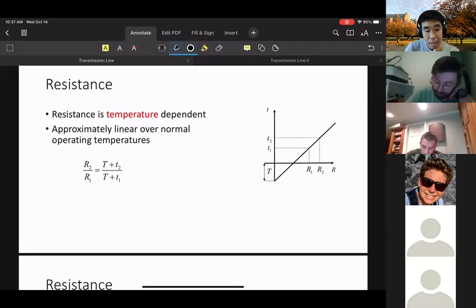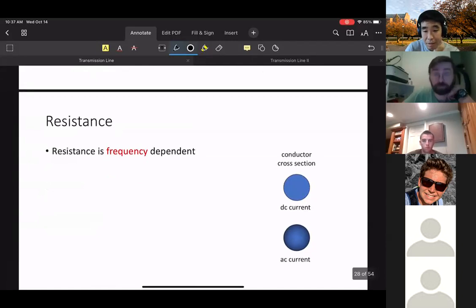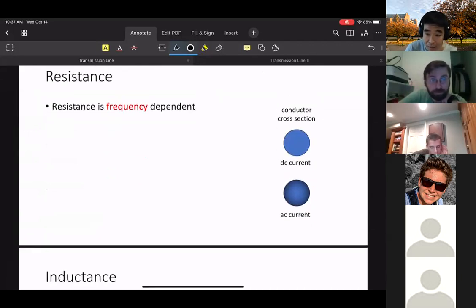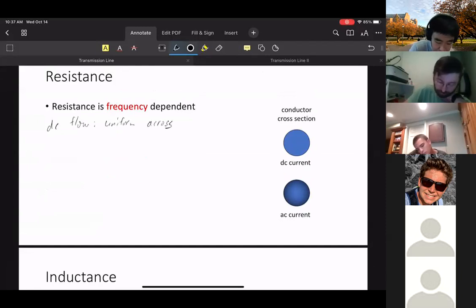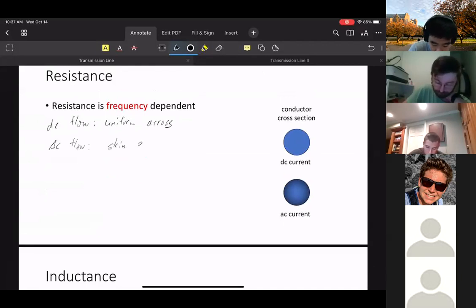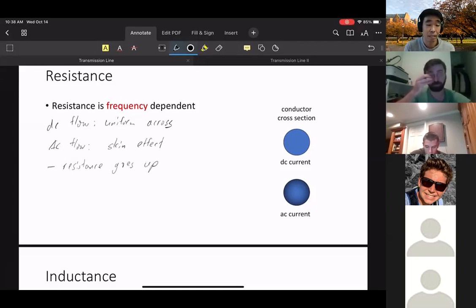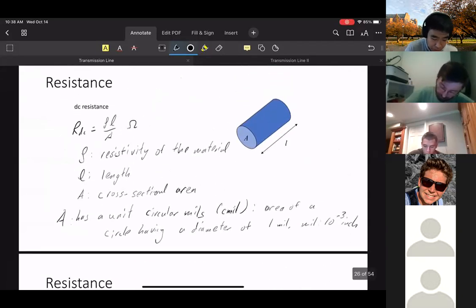One interesting thing to keep in mind is that resistance depends on the frequency, because we have skin effect, as we covered. For DC flow, the current is roughly uniform across the conductor. But for AC flow, we have skin effect. The higher the frequency, the more the current gets pushed to the boundary of the conductor. This implies that resistance goes up, because you're not using as much conductor to flow your current. So this A value effectively goes down, because you're looking at a smaller cross-sectional area.